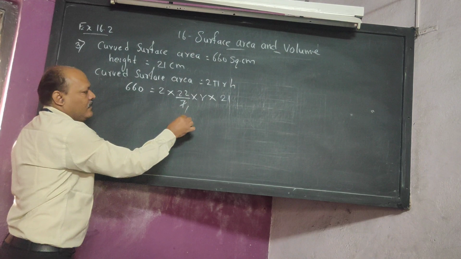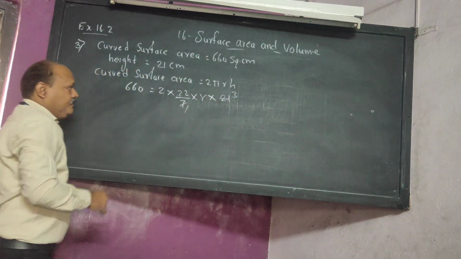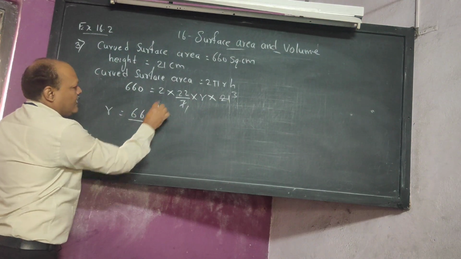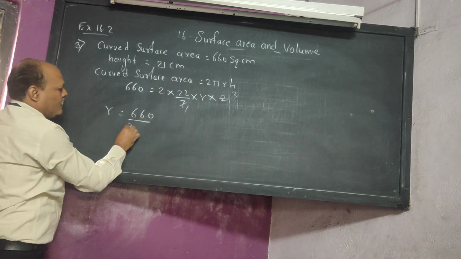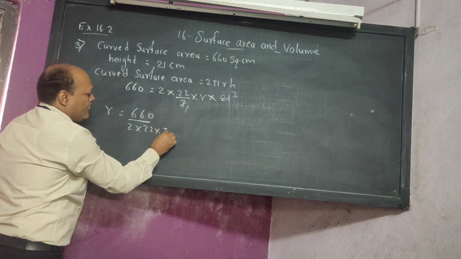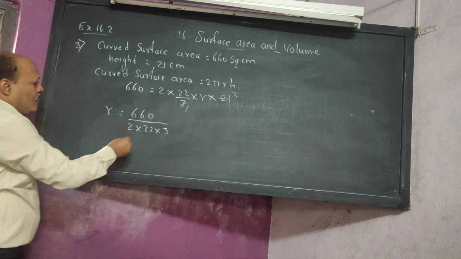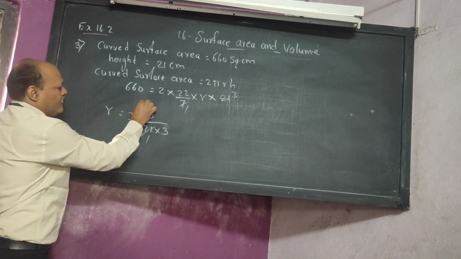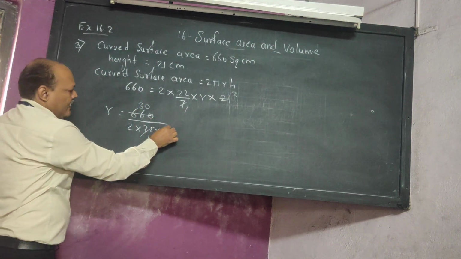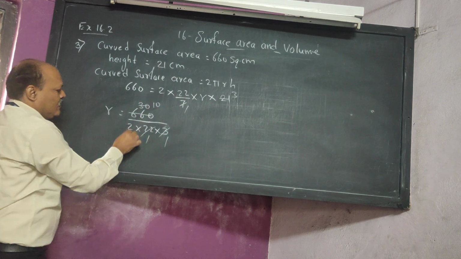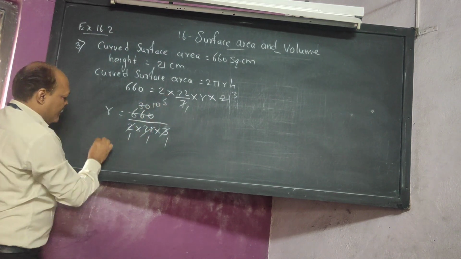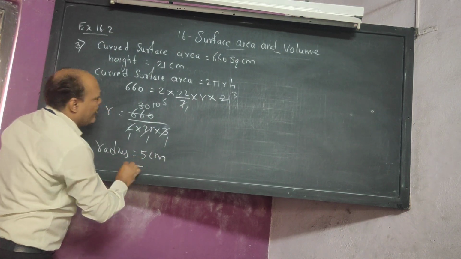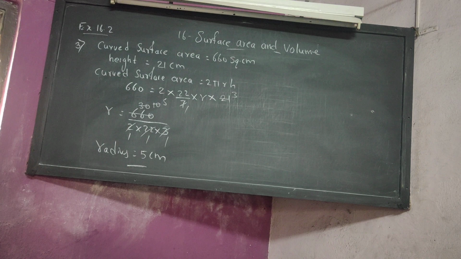Now the calculation part. Now we can cancel: 7 ones are 7, 3 sevens are 21. Now we have to find the value of r, that is 660 equals 2 into 22 into 3 into r. The 2, 22 and 3 will come down. 2 into 22 into 3. Now the calculation part here. That means the radius you got is 5 centimeter. How much did you get the radius? 5 centimeter.